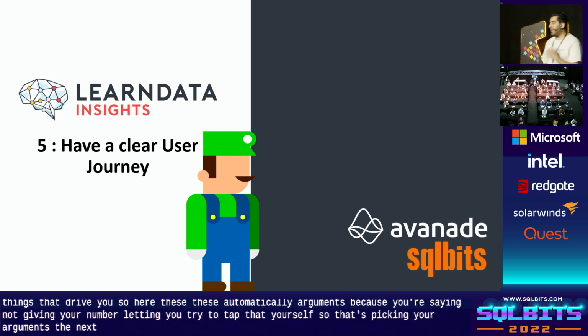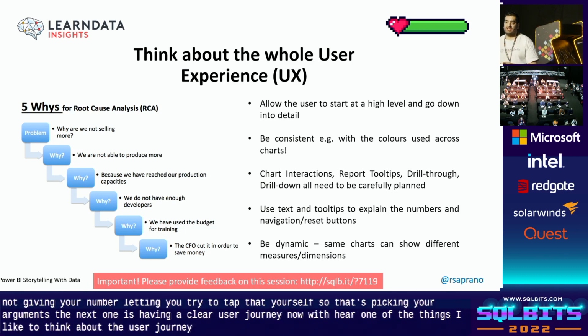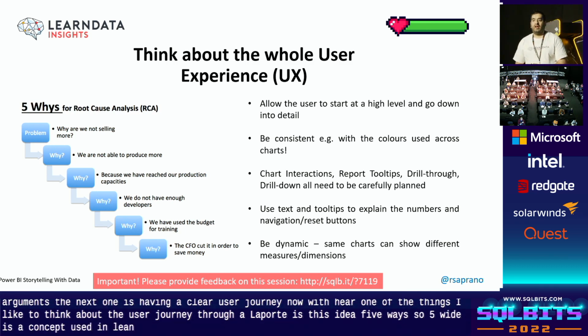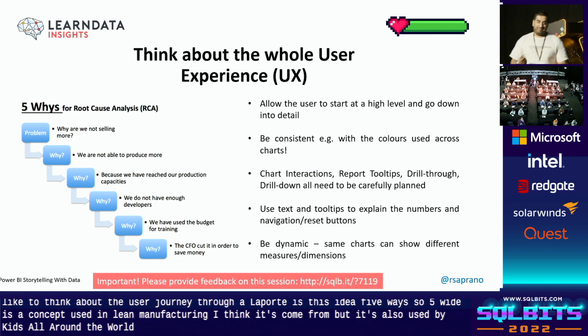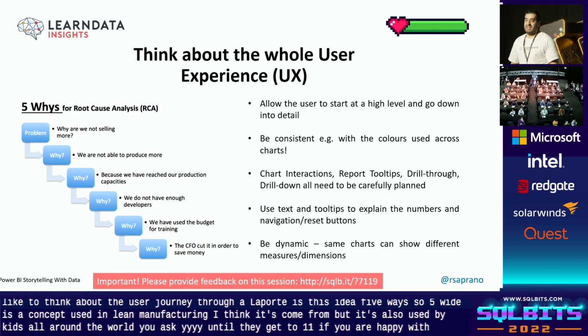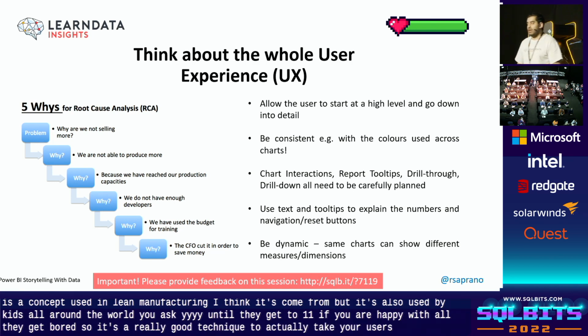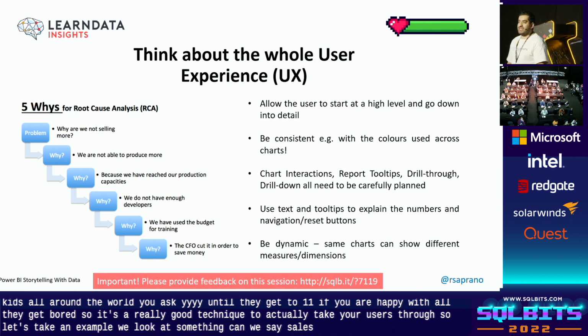The next one is having a clear user journey. Now, with here, one of the things I like to think about the user journey through a report is this idea of 5 whys. So 5 whys is a concept used in lean manufacturing. I think it's come from somewhere, but it's also used by kids all around the world, where you ask why, you give them an answer, and they'll ask why, and why, and why, and why, until they get to a level of detail they're happy with, or they get bored. So it's a really good technique to actually take your users through. So let's take an example. We look at something and we say, sales were 20% lower this month.